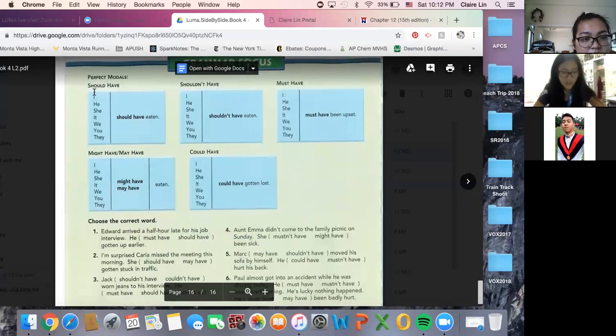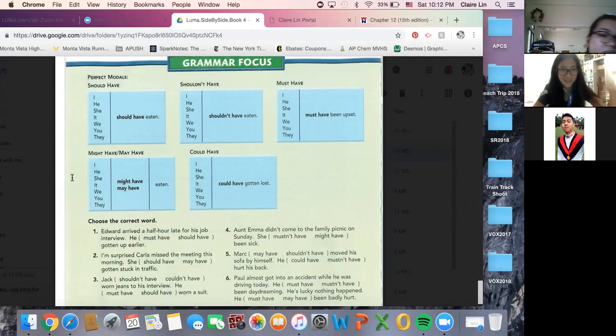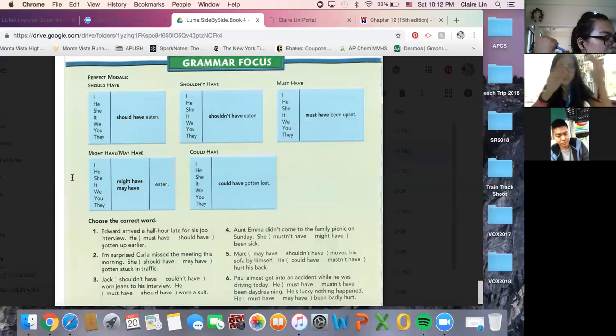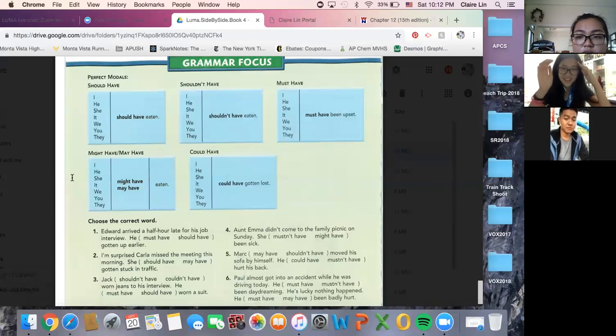So should have basically means like 应该. So in this sentence it says I should have eaten. So 我应该早一点, like I should have eaten beforehand. And then shouldn't have, it's just should not have, the same thing. Must have is, yeah, 必须. Not exactly 必须. Must is 必须, right? Must have is kind of like 肯定, like 它肯定是.